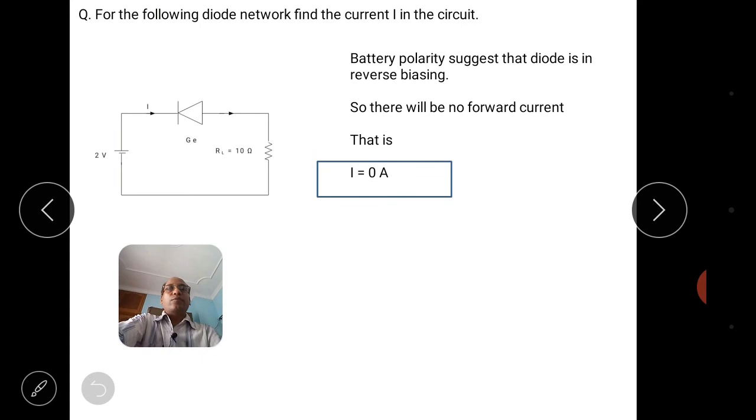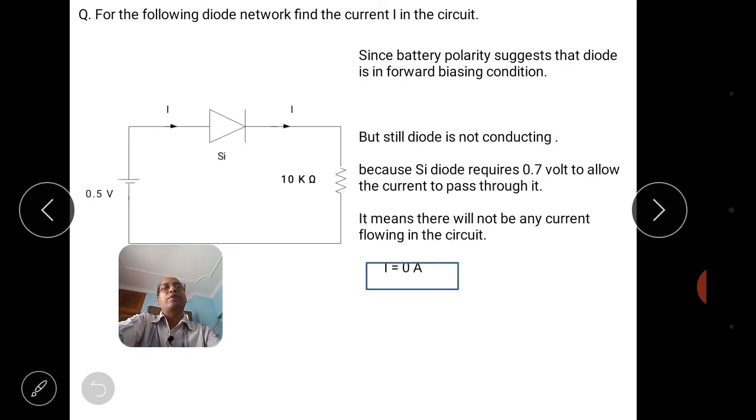I have taken the same question again but replacing the silicon diode with a germanium diode. The same condition will also be applied here. The germanium diode is in reverse bias condition, so it will not allow any forward current. It means the current will be equal to 0 ampere.